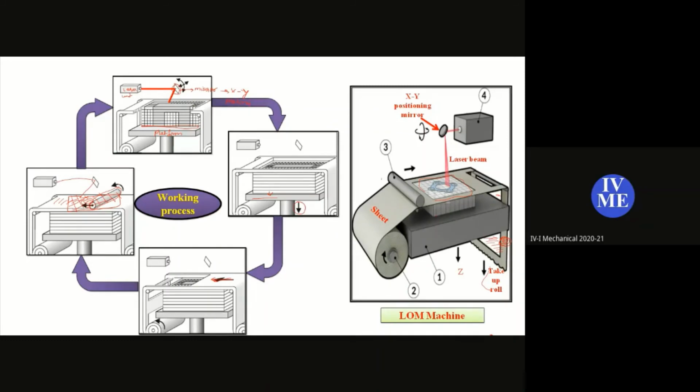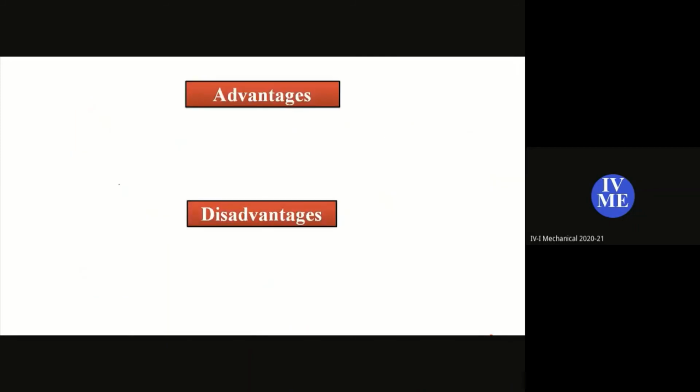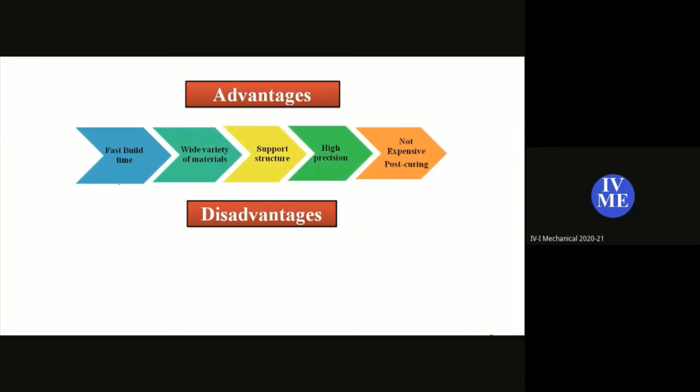Okay, next let us come to the advantages. First, the LOM machine has a fast build time, and its accuracy is more compared to other types of machines. So it is good for fast building of prototypes. The next advantage is a wide variety of materials. We can use plastic, metals, ceramics, paper crafts, wood. So we can use any type of material suitable to the machine.